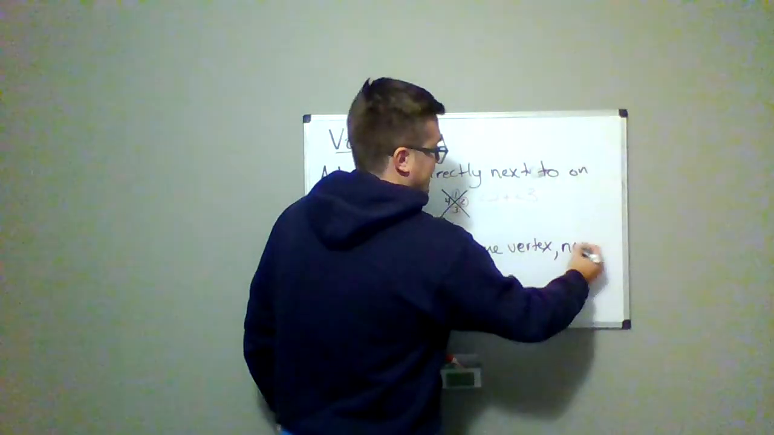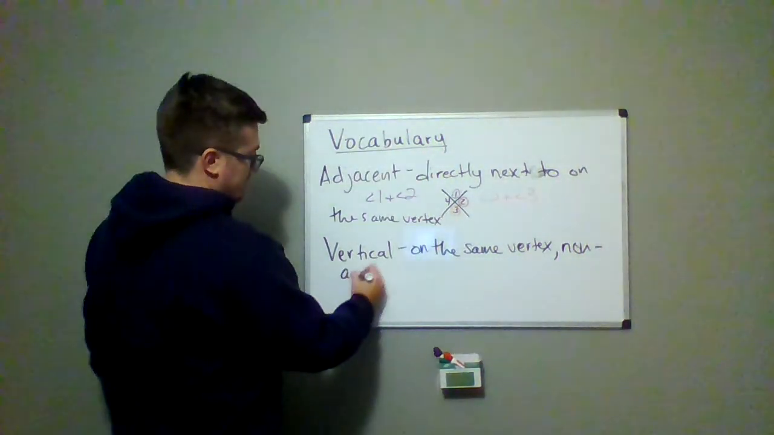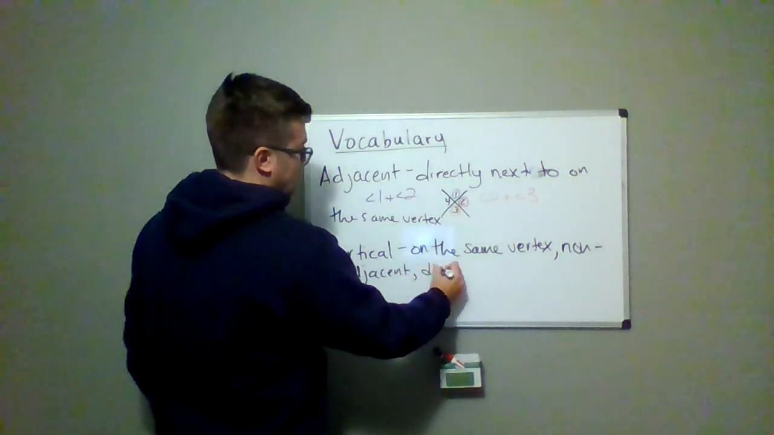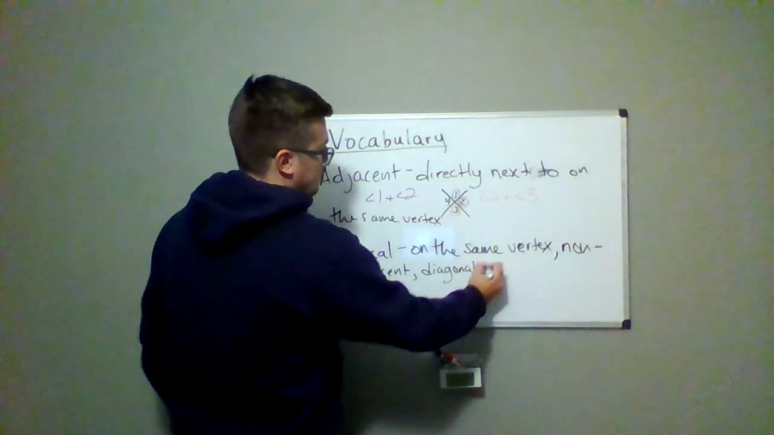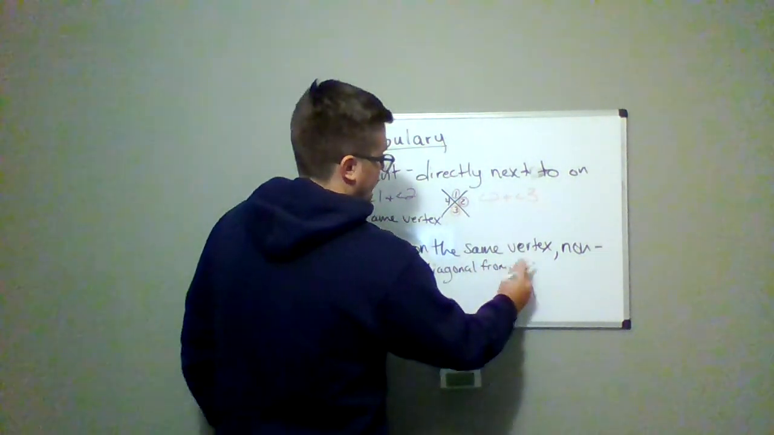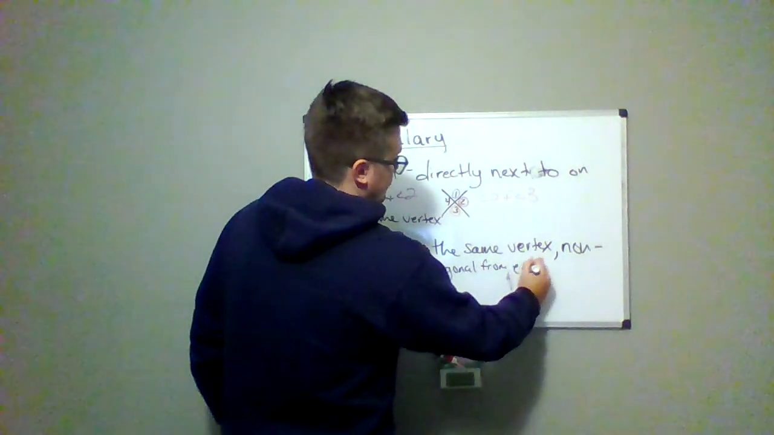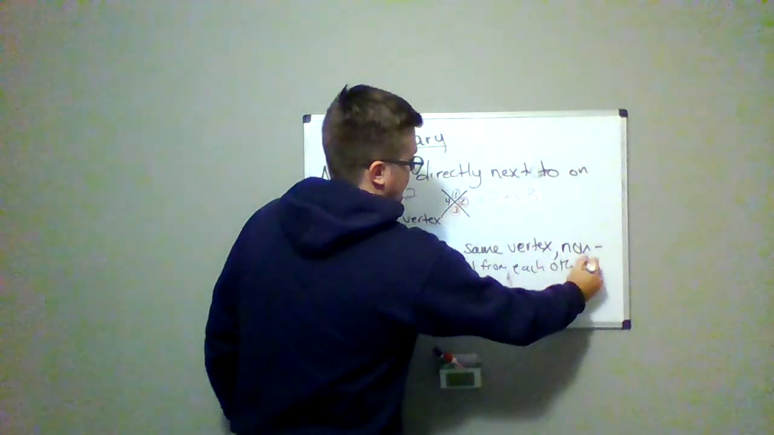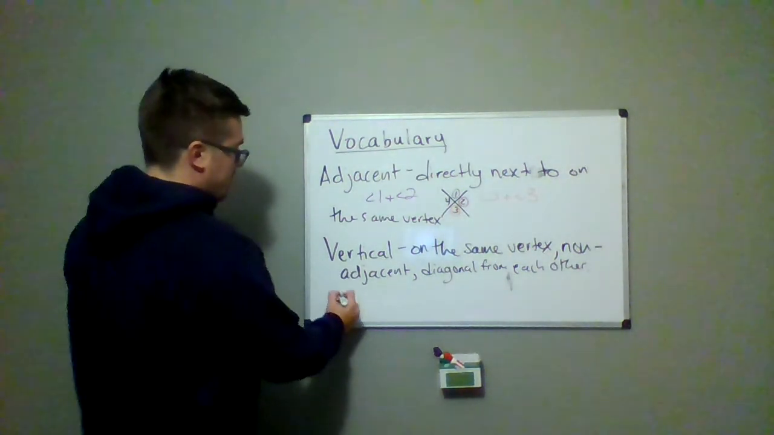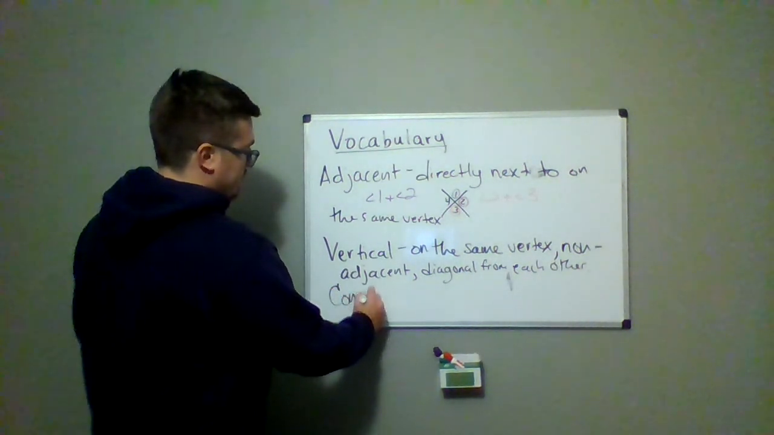So it's non-adjacent and diagonal from each other. And then the last part of it is that they are congruent.